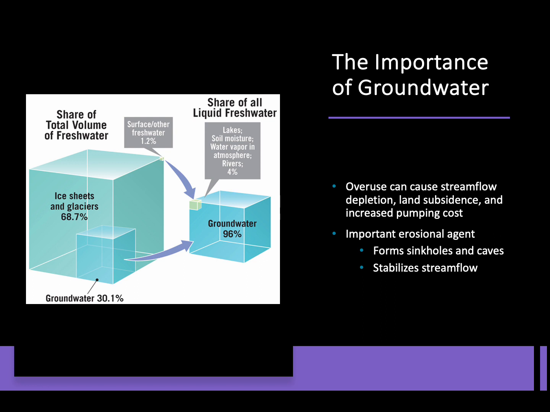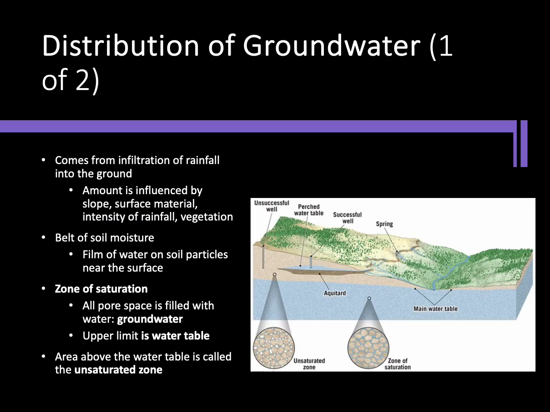But in Florida, we also need to look at groundwater as a really important erosional agent. That's because groundwater is very slightly acidic. And over time, it's going to be able to form things like sinkholes and caves inside of that rock called limestone, which makes up the majority of Florida. So naturally acidic water is going to eat through that mineral calcite that makes up the rock limestone, eventually forming these sinkholes and caves.